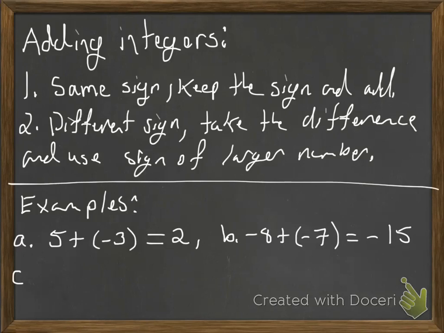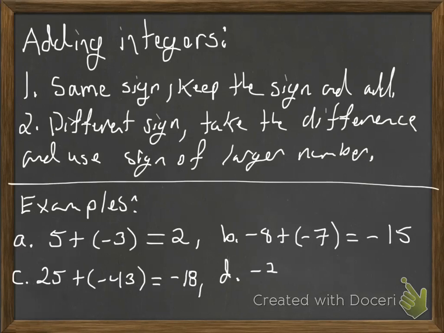Okay, let's take a look at another one. 25 plus negative 43. Okay, these ones have different signs. So we're going to find the difference. So the difference between 25 and 43 is how much? I think it's 18. So it's going to be 18. We just need to decide whether it's positive or negative. So we look at the numbers. 25 is smaller than 43. The 43 has the negative, so we will keep the negative. It'll be negative 18.